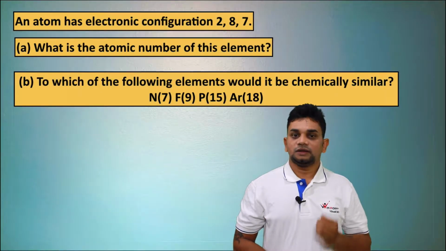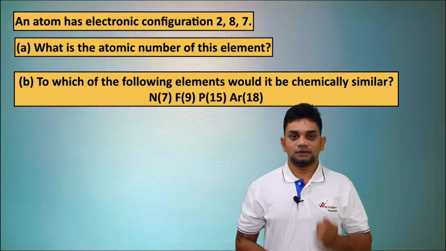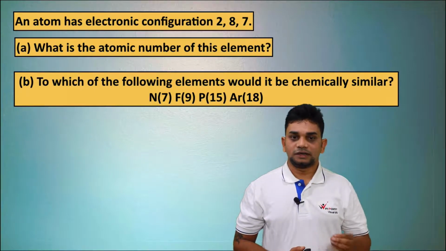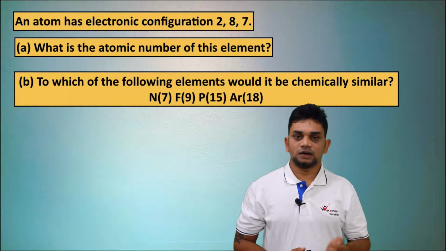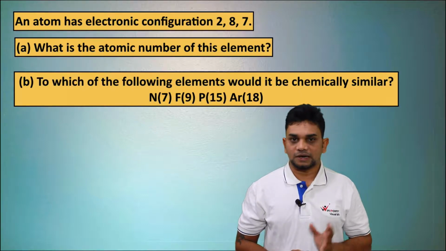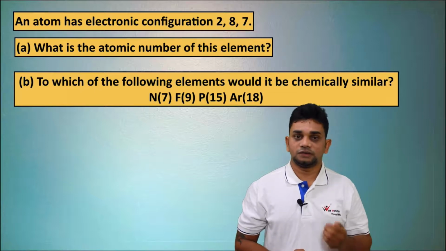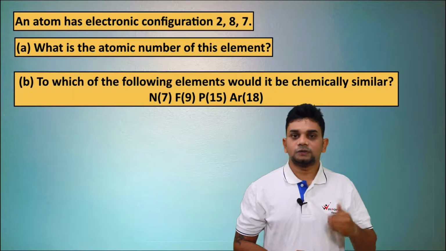An atom has electronic configuration 2, 8, 7. What is the atomic number of this element? To which of the following elements would it be chemically similar? Nitrogen, fluorine, phosphorus, argon. The atomic number is given in bracket. In the first question, the electronic configuration is given as 2, 8, 7. We need to find the atomic number.